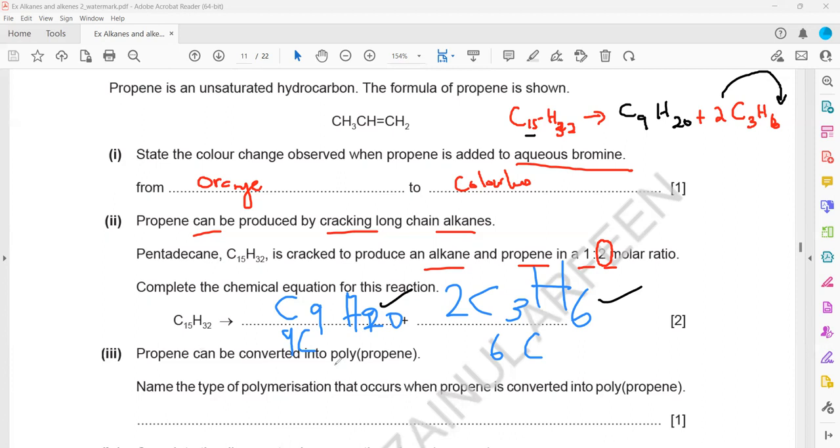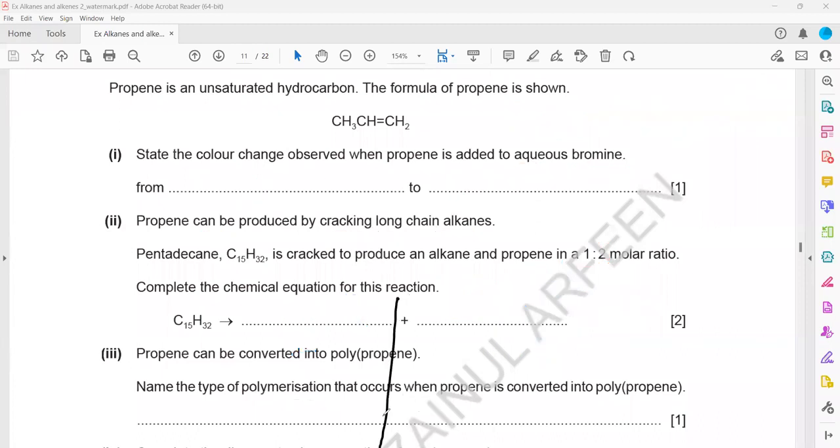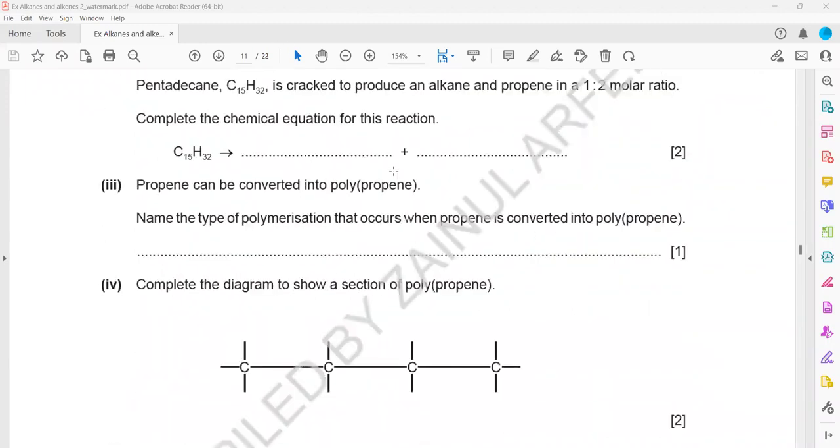Then propene can be converted into polypropene. State the type of polymerization that occurs. Addition polymerization. That's right. Whenever alkene undergoes polymerization, it is always addition. And the polymerization exercise I have shared this week as a homework. In this exercise also some questions were there related to polymerization, but not too many.